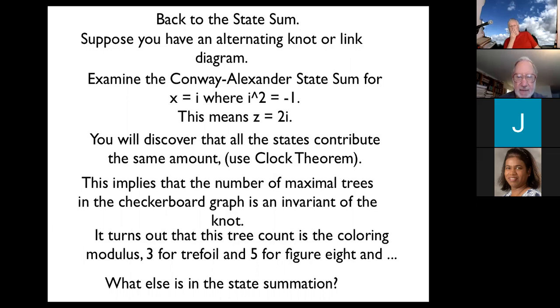And sometimes people say the determinant of the knot is equal to the number of maximal trees if the knot is alternating. And it turns out that this tree count is actually the coloring modulus, 3 for the trefoil, 5 for the figure 8. We didn't do the figure 8 yet, and so on. You can, of course, ask what else is in the state summation, and I don't think we know everything about that state summation yet, by far.